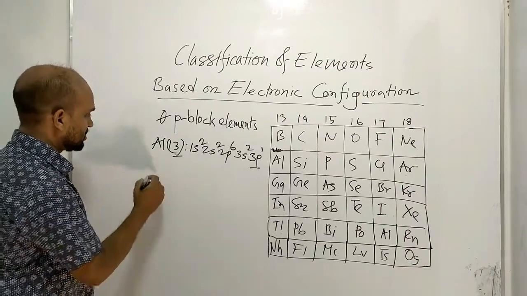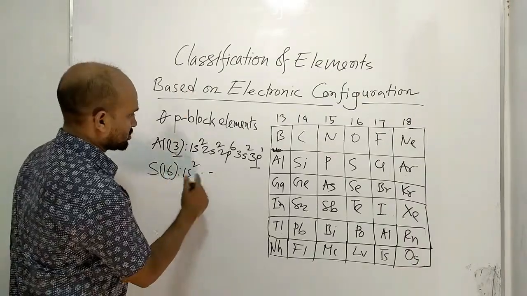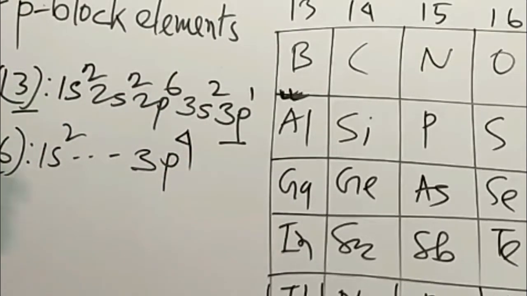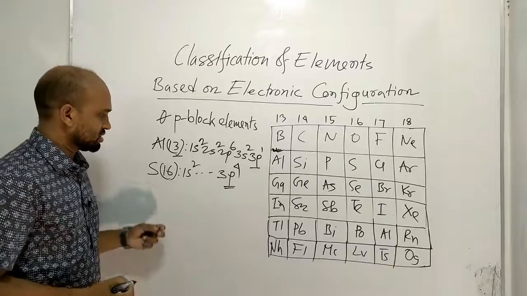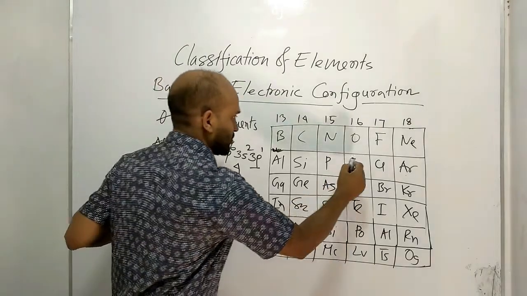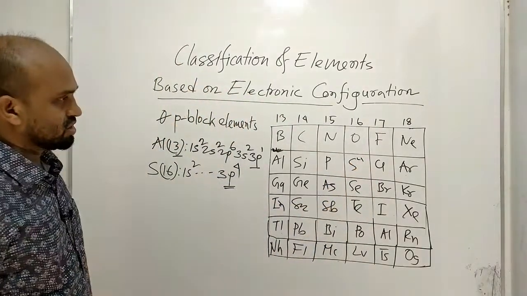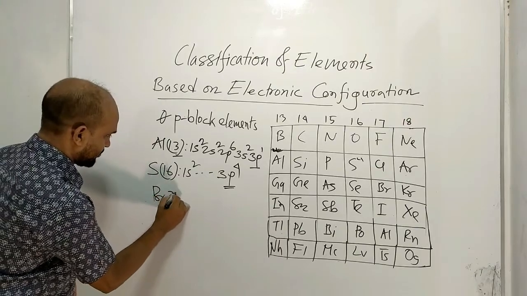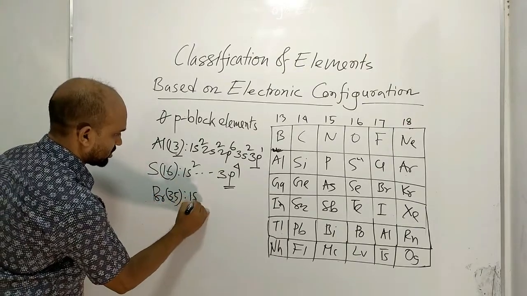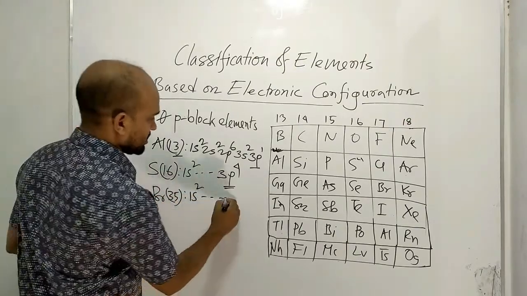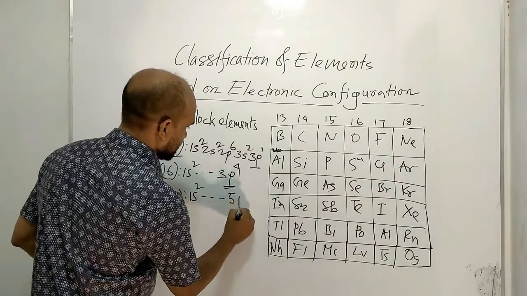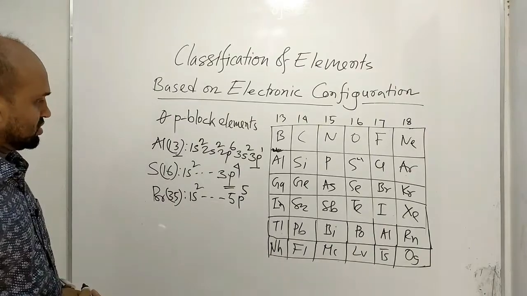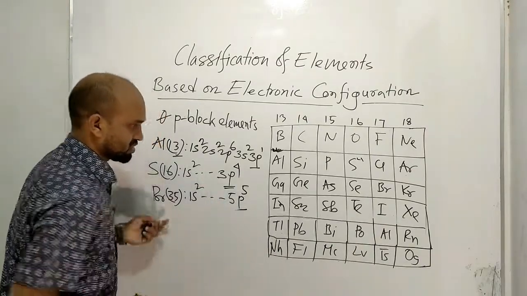Let's see another one. Sulfur 16, 1s2, ... 3p4. That means the last electron enters the p orbital. That is why sulfur is a kind of P block element. Let's see another one. Bromine 35, 1s2, and finally we will see 5p5. The last electron enters the p orbital.